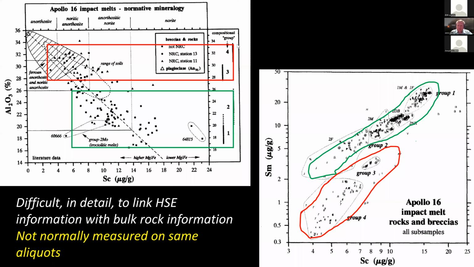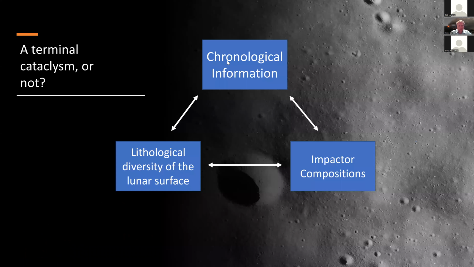And so you can kind of think about it this way. We have a tying between chronological information from crater counting and from argon, and so forth, with lithological diversity on the lunar surface and the compositions of the impactors themselves. These three things provide us with the depth of knowledge that we would require to be able to begin to understand if a terminal cataclysm was possible or not.